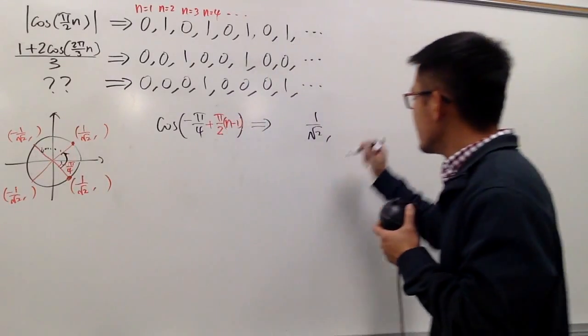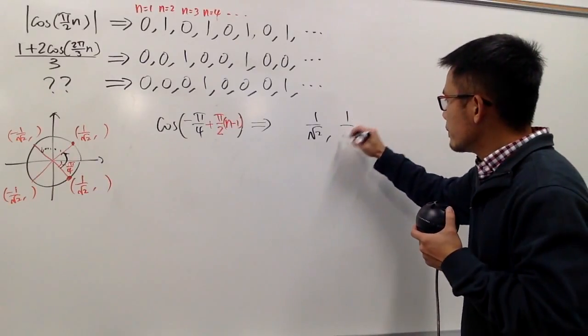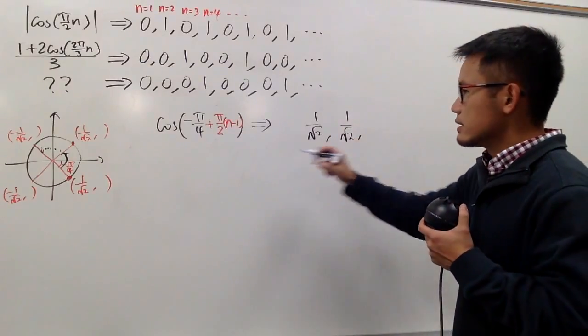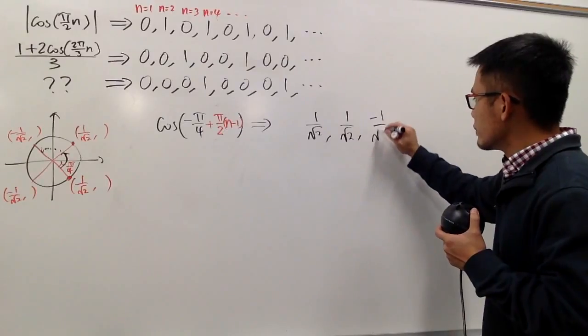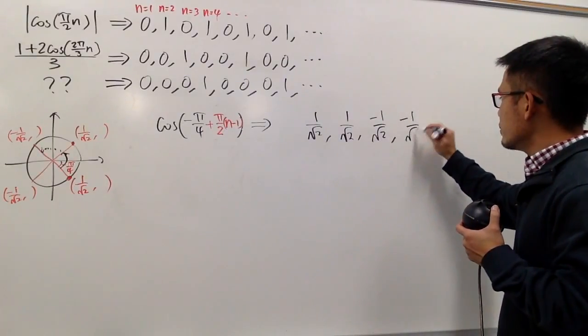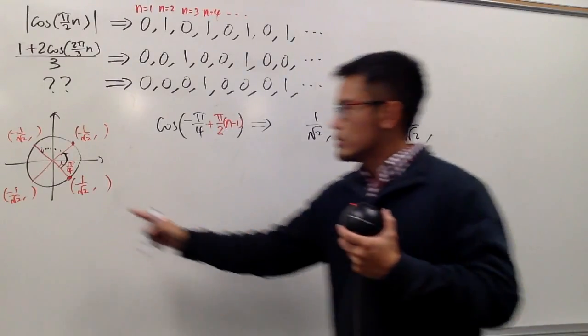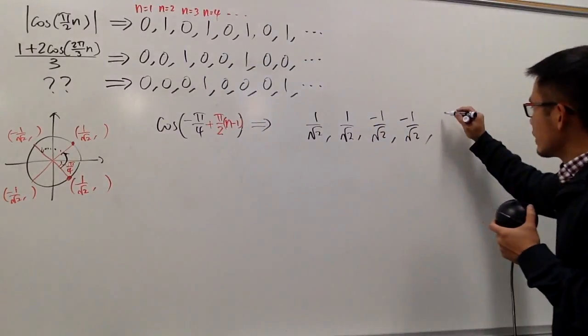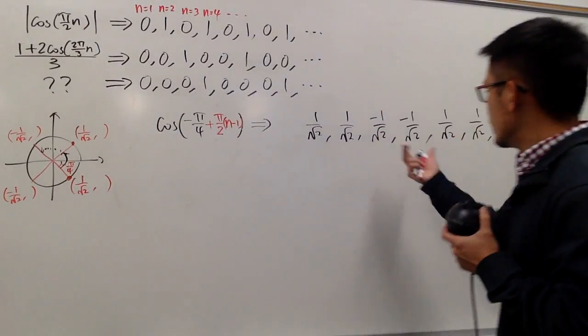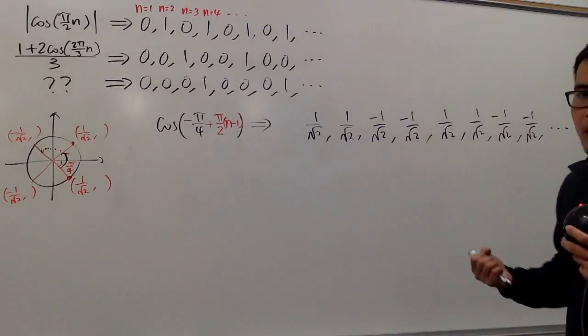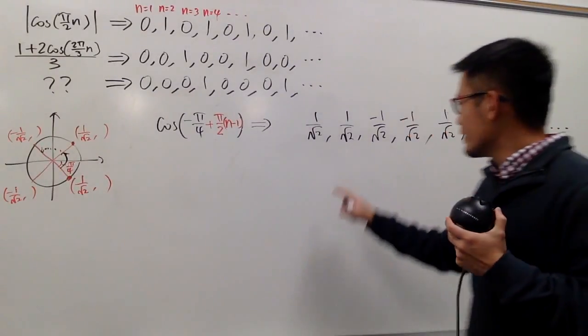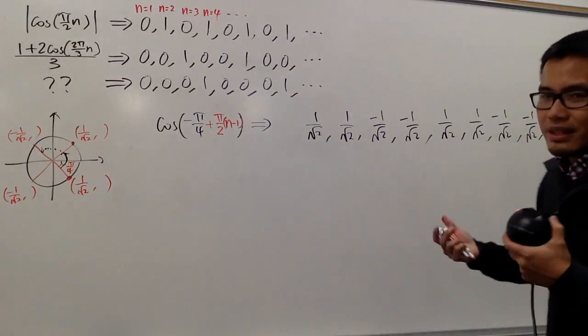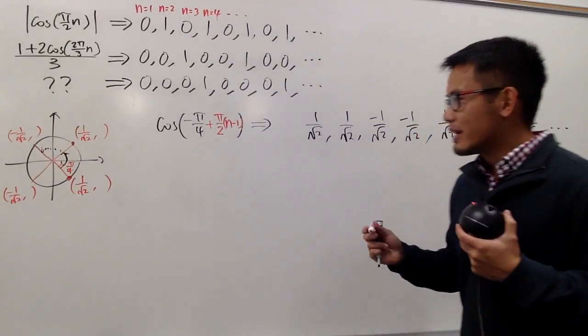So you get 1 over square root of 2. And then the next one is the negative version now, negative 1 over square root of 2, and then negative 1 over square root of 2. And it's going to come back here. So I'll just write it down, 1 over square root of 2. Well, we don't like this either because, of course, this is a bunch of square root of 2 in the denominator. We just don't like it.